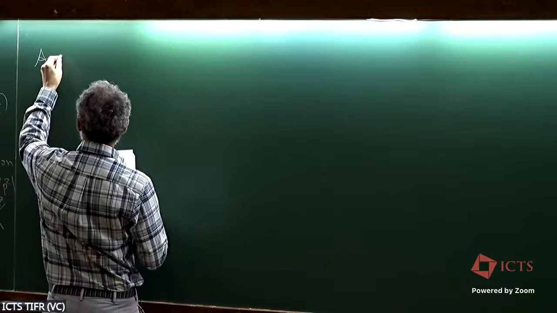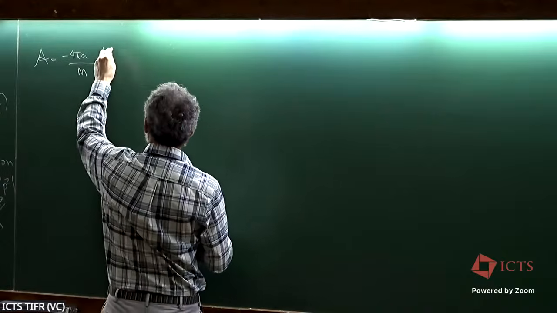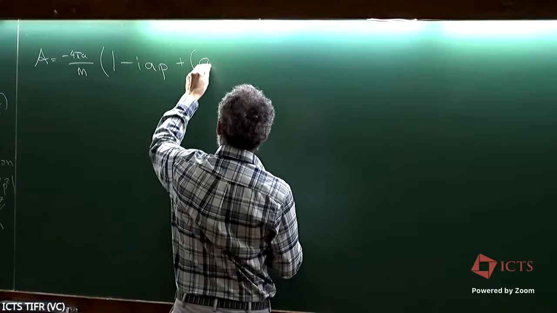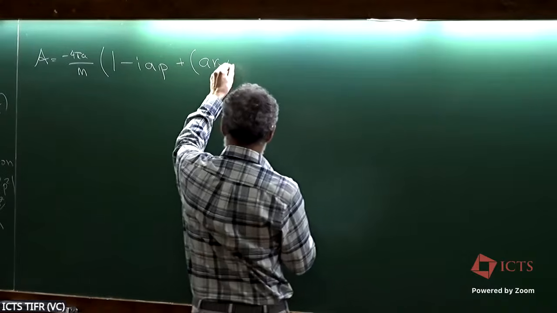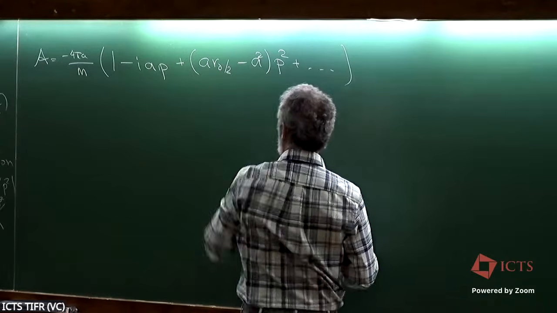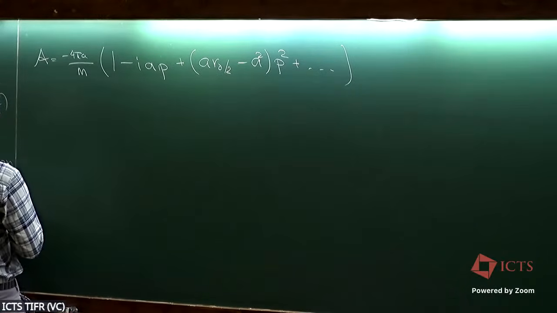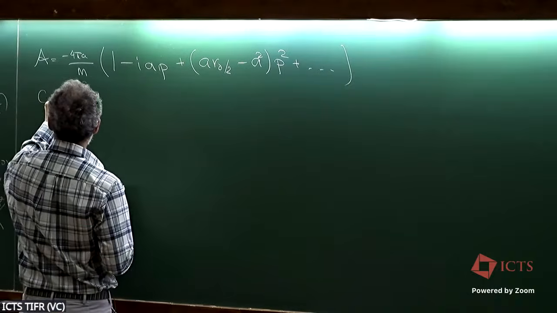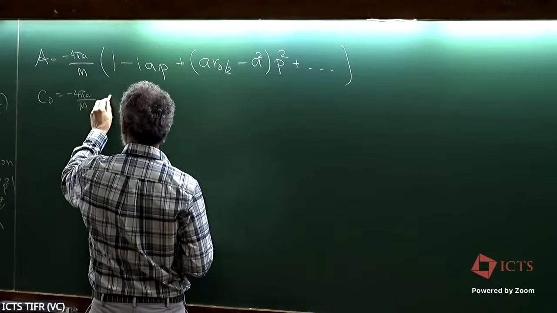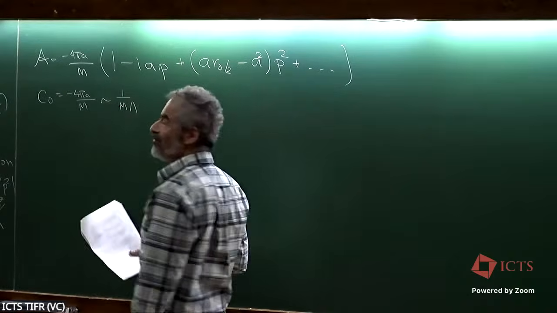Remember, we found this to be minus 4 pi A over M times 1 minus i A P plus A R naught over 2 minus A squared, P squared plus dot, dot, dot. And if you look at that, you see that immediately you get that C naught is equal to minus 4 pi A over M, which we are saying, and this we're assuming is on the order of 4 pi over M lambda.